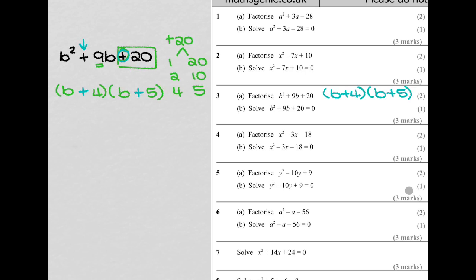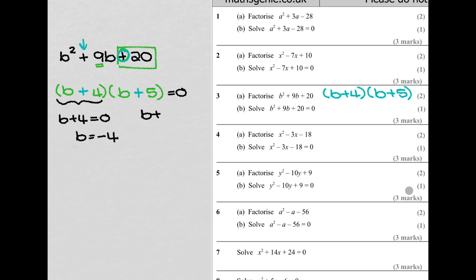If I go now one step further, and I make it equal to 0, I'll just erase this stuff over here. You are now going to make each bracket equal to 0. So I've got b plus 4 equals 0. The 4 will go across, change sign, and become minus 4. And then you've got b plus 5 equals 0. 5 goes across, changes sign, and becomes minus 5. So b equals minus 4 or b equals minus 5.